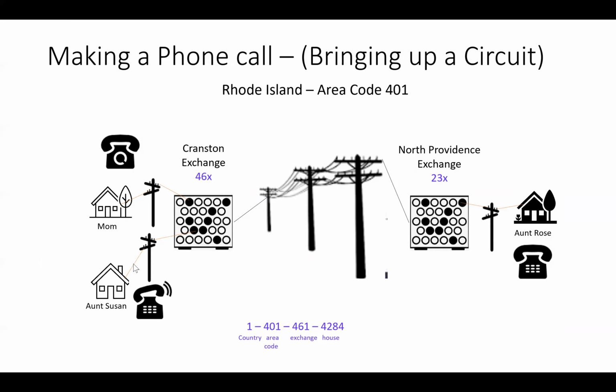So say my Aunt Susan hung up and my Aunt Rose called her again, she would dial the number, it would go over the computer network, my Aunt Susan would answer, and a circuit would be made, and then they could talk until they hung up.